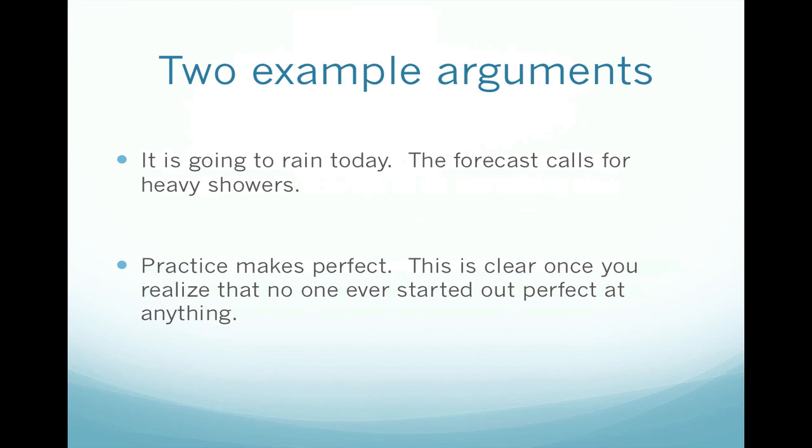The next one says practice makes perfect. This is clear once you realize that no one ever started out perfect at anything. Same kind of idea here. The second sentence supports the first, and so we have an argument with the premise, playing with the words a little bit here, no one ever started out perfect at anything. If you think about it, supports the idea that practice makes perfect. We could debate about how good that support is. We could also debate about whether or not it's true that the premise is true, that no one ever started out perfect at anything. Those are not the issues here.